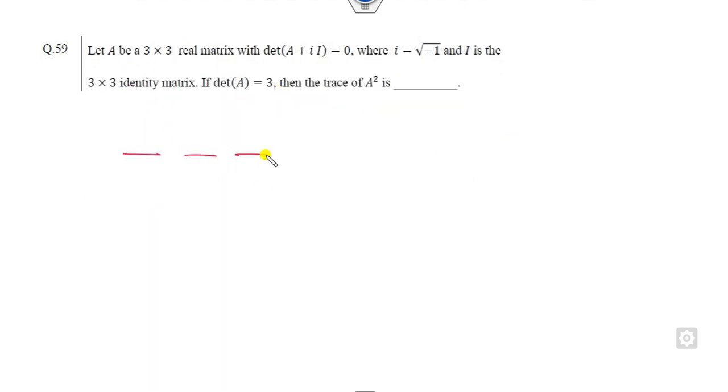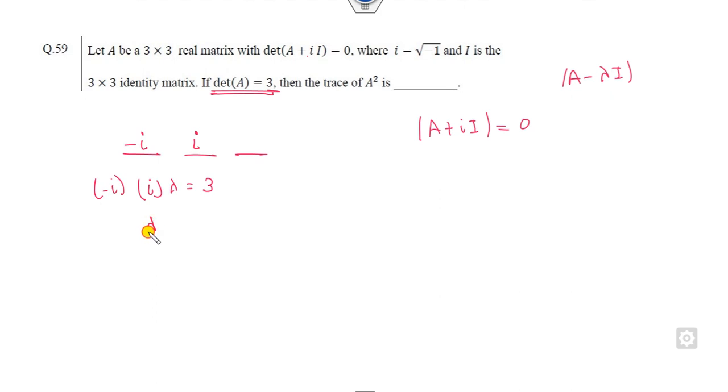Okay, so it's a 3 cross 3. Determinant of A plus is 0. You can compare them. So again lambda is minus of... If it is a complex number, then the conjugate is also there. But the determinant will be 3. So what will be the answer of this? If you multiply them, that is iota times minus iota, and this number will be 3. So it is plus 1 times 3. So what is the trace of A square? It is iota square, 9. That is minus 1, 9. Answer is plus 7.